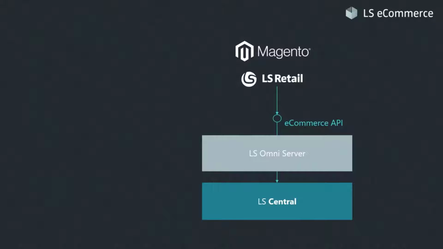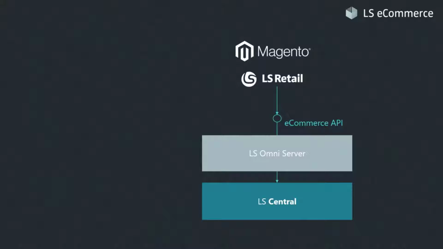At the bottom, we have LS Central version 15.02 running the point of sale and the back office components where all the data has been set up. Then we have the Omni server exposing our e-commerce API. And then finally, we have Magento running our LS Retail extension covering the integration between LS Retail and Magento.